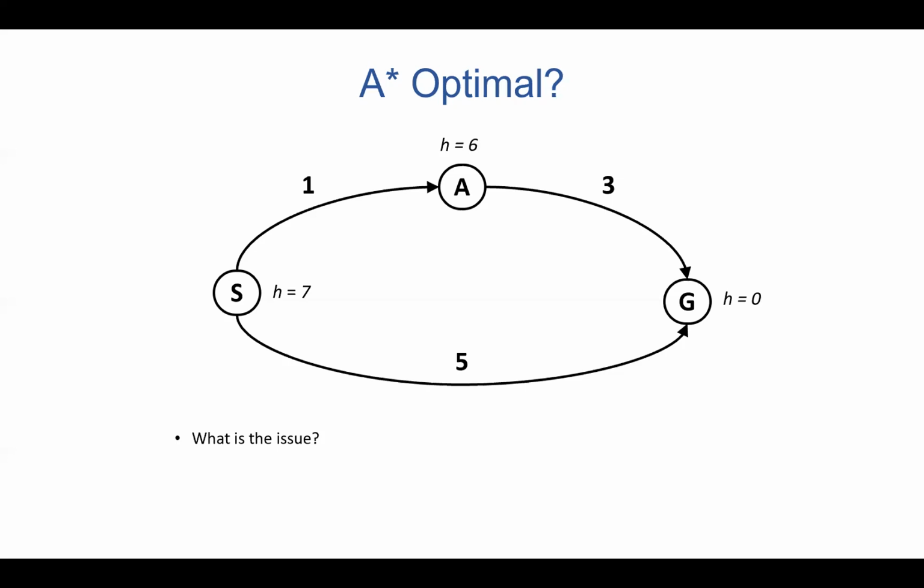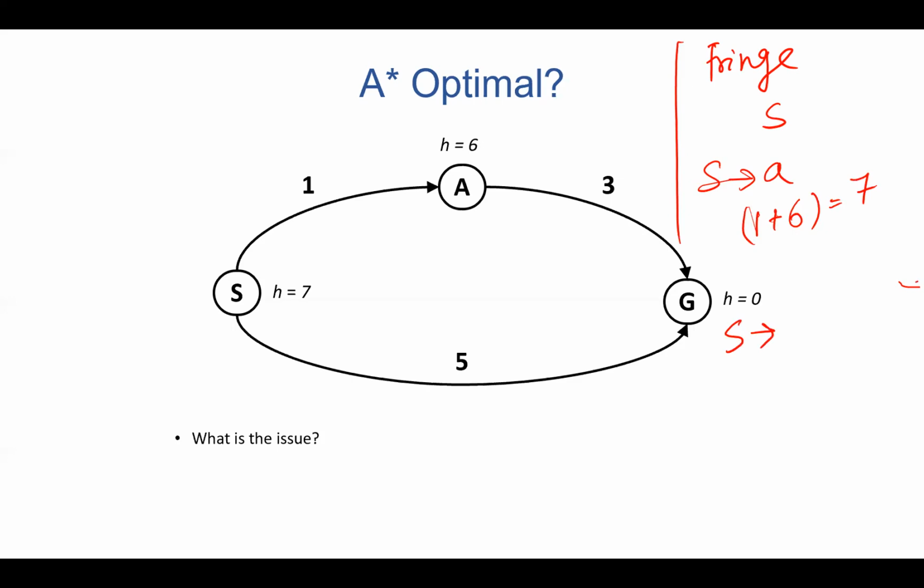It's probably not correct. So if we are going to look at this issue once again, we're going to have a fringe. We are at S, and from S to A, we have G of A, which is 1, and then we have H of A, which is 6, so this is 7, and we have S to G. G of G is 5, right? And H of G is 0. Obviously, it's going to pick this path.